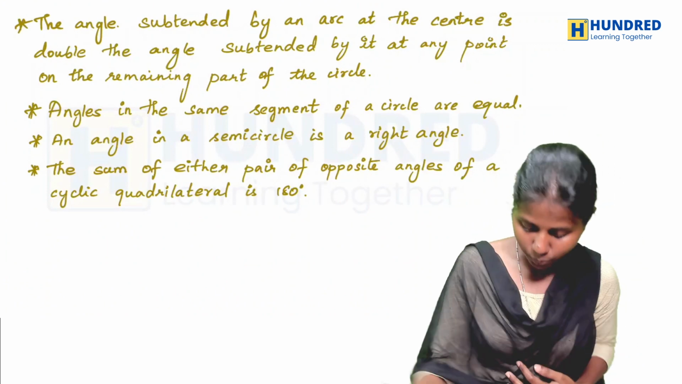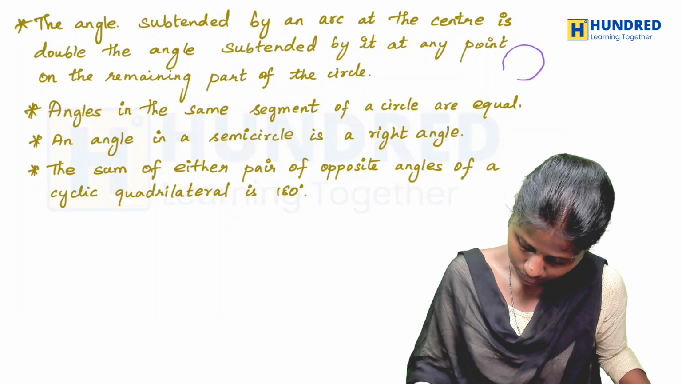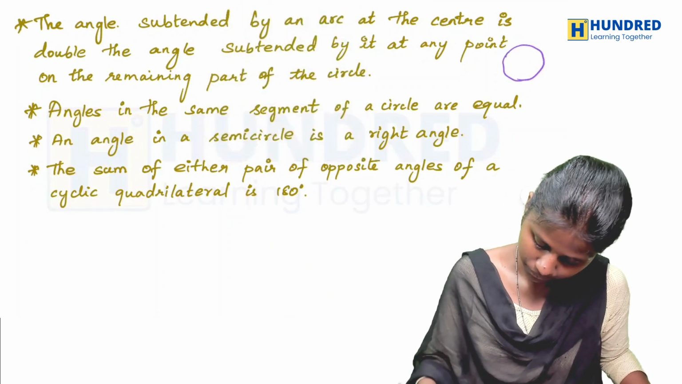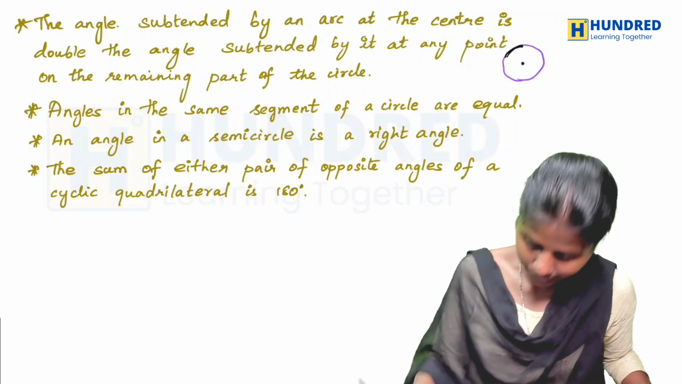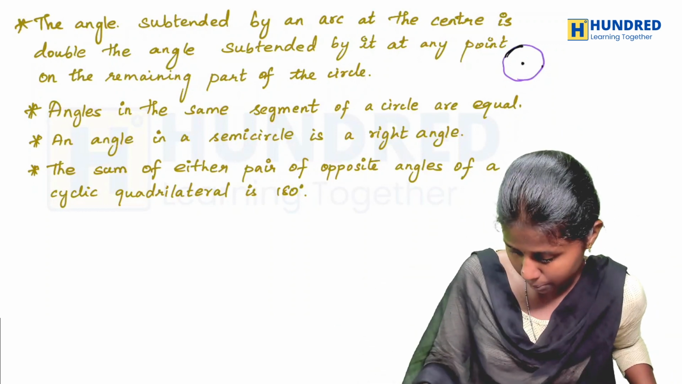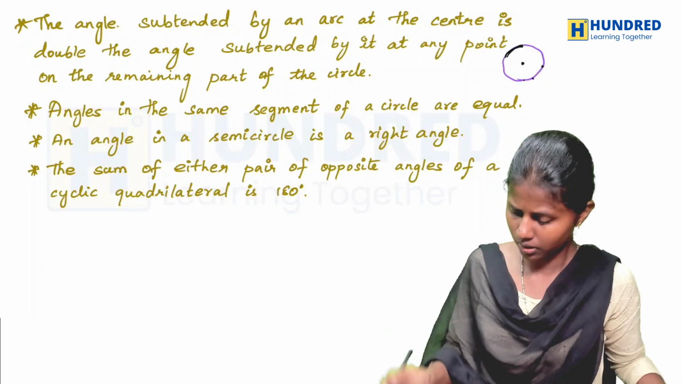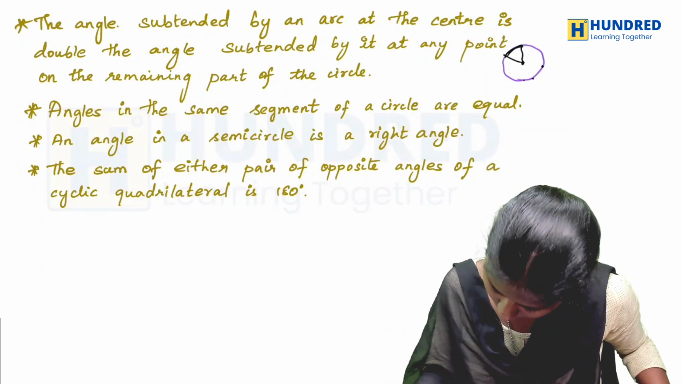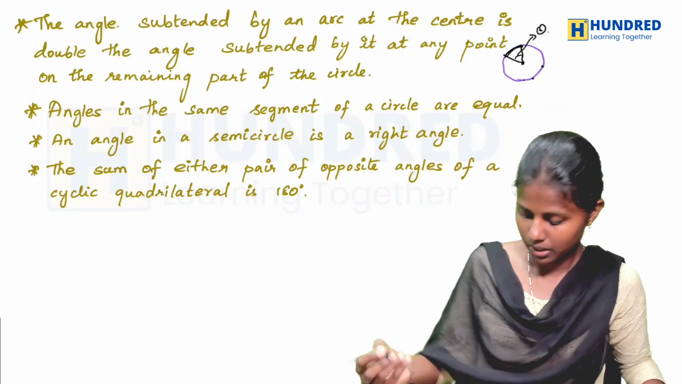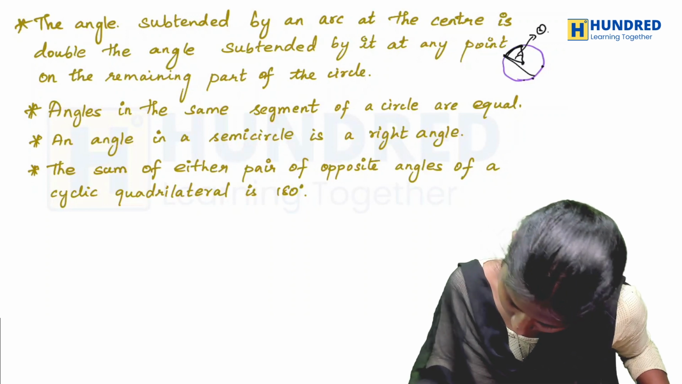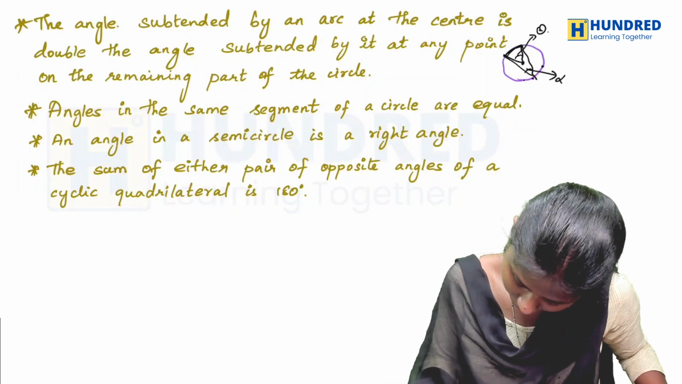And the next point is what? I have an arc. Let me consider one circle and an arc. It makes an angle at the center and at any point on the circle. It may be here, it may be here, it may be here. It varies. Let me take this one. This angle is theta. And let me say this arc makes an angle at any point of the circle, alpha.